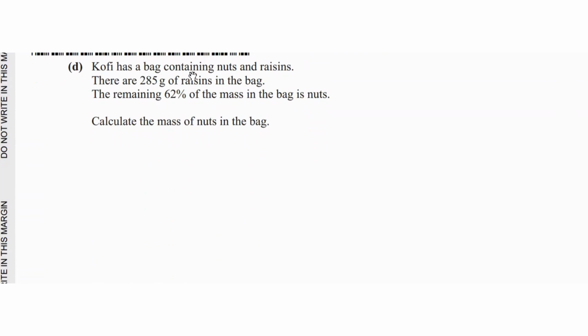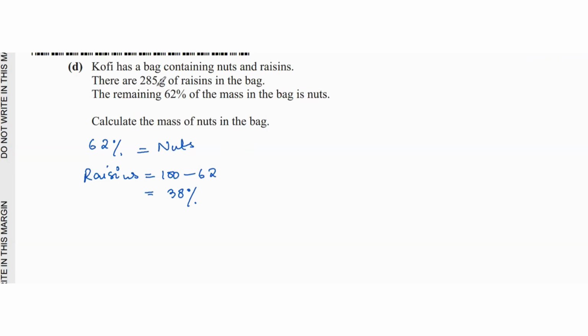Then it says a coffee shop has a bag containing nuts and raisins. There are 285 grams of raisins in the bag. The remaining 62% of the mass in the bag is nuts. Calculate the mass of nuts in the bag. So we have 285 grams of raisins, and 62% of the mass in the bag is nuts. So if 62% is nuts, that means raisins are going to be 100 minus 62, which is basically equal to 38%. So 38% of the contents of the bag are raisins.